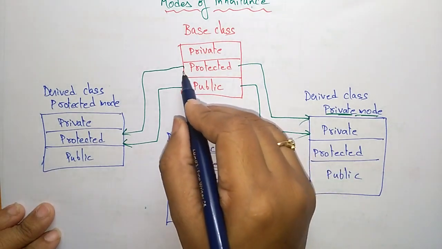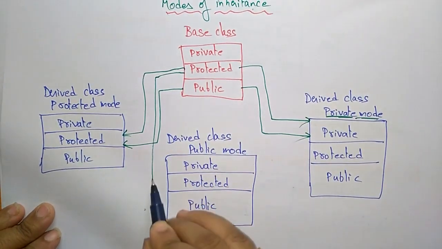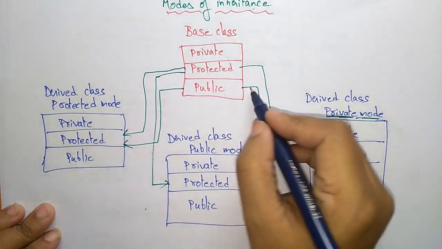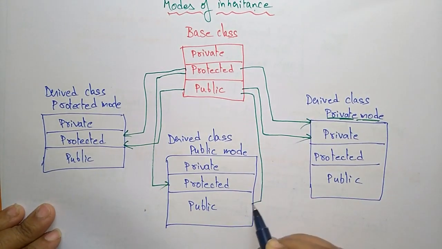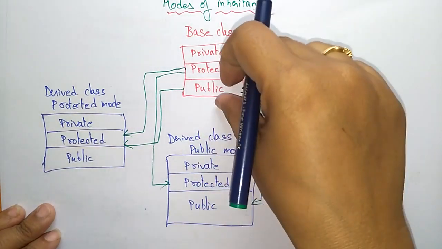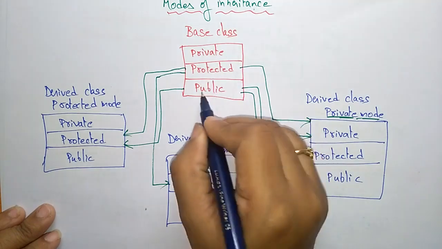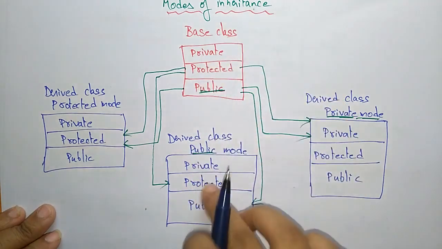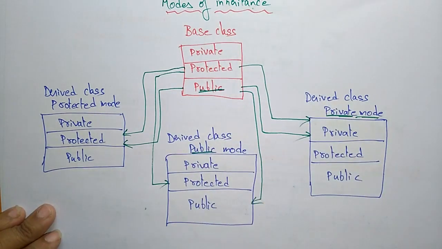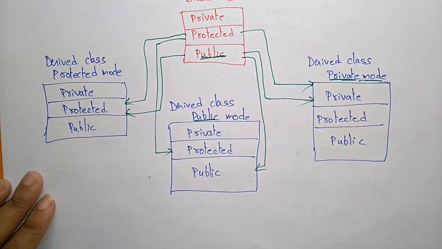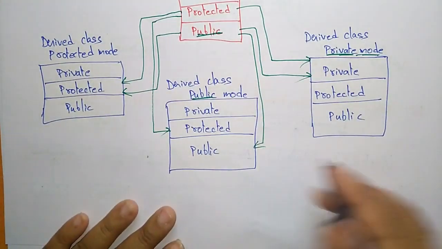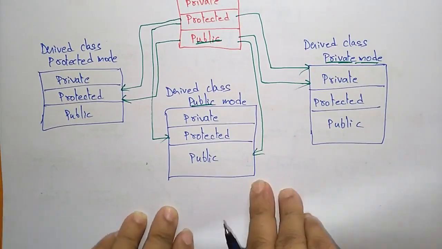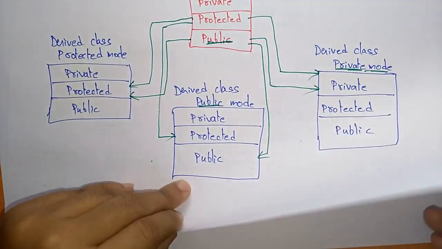When it is a protected base class member, in the derived class it is also protected. Whenever it is public, here it is also public, because both the items in the base class and derived class are declared in public mode. So if it is protected, here it is also protected. If it is public, here it is also public. So these are the modes of inheritance when you're using the inheritance concept. Let us just give the modes of inheritance in tabular form, then you will clearly understand.